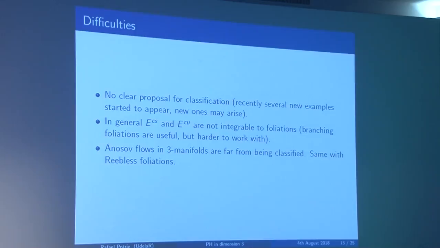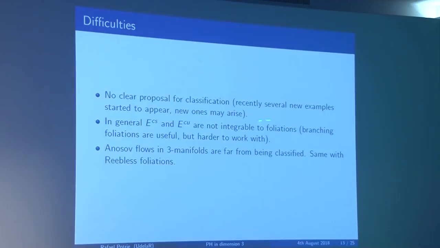But what are the difficulties? And so there are several ones. Probably this one, so as I mentioned, we have a big list of examples. We have kind of ideas of what the classification should be, but there are several recent new examples, and we don't really know if new ones may or may not exist. So we don't really have a clear proposal by now for classification.